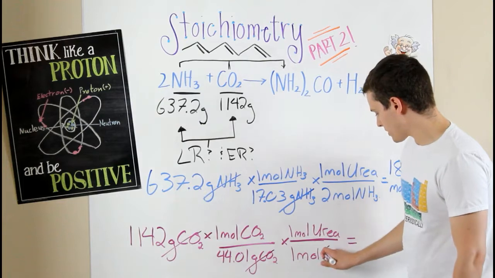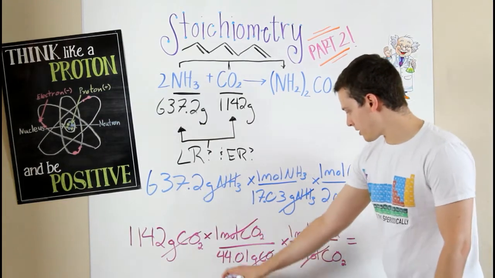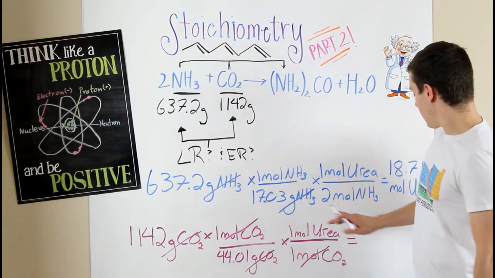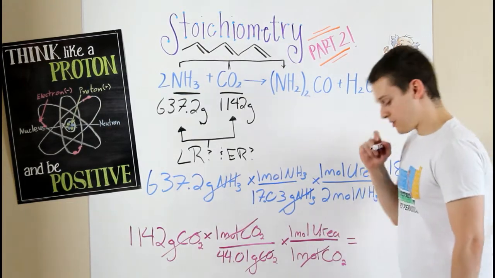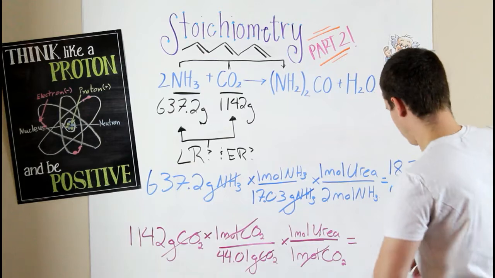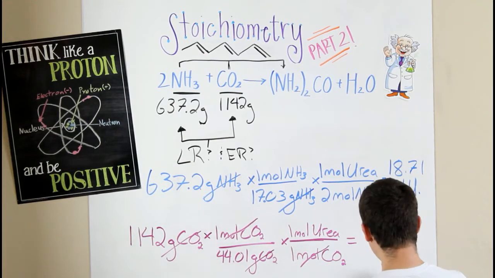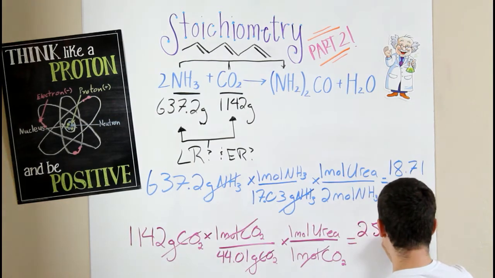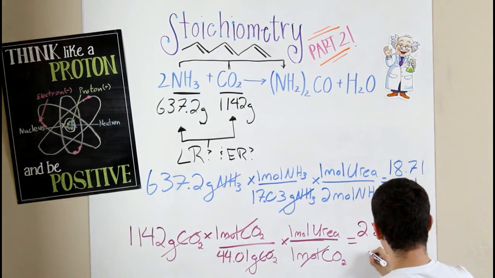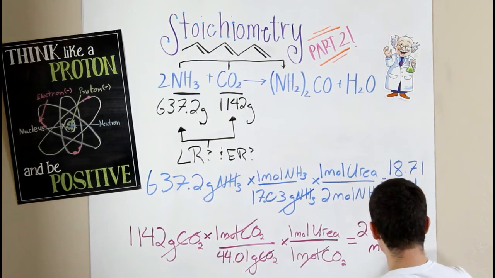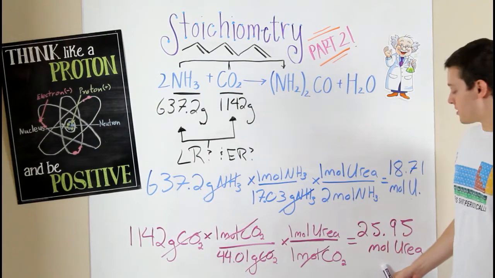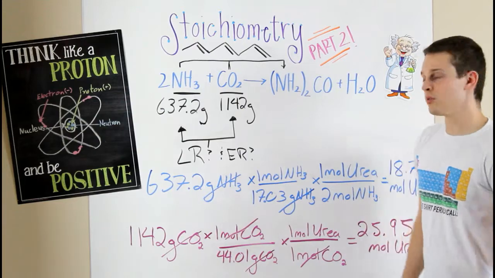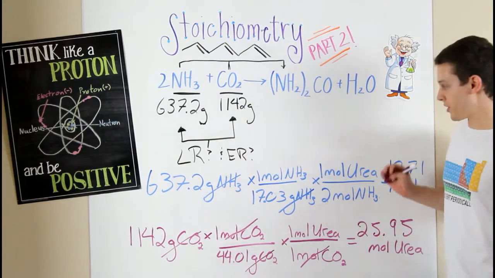All I'm doing here is canceling out my moles of CO2 on bottom and on top. That way we're left with moles of urea in our answer. So, when we do this and go through the math in our calculators, you should get 25.95 moles of urea. And that is the answer we would get if we had a limited supply of CO2 and an infinite supply of ammonia.